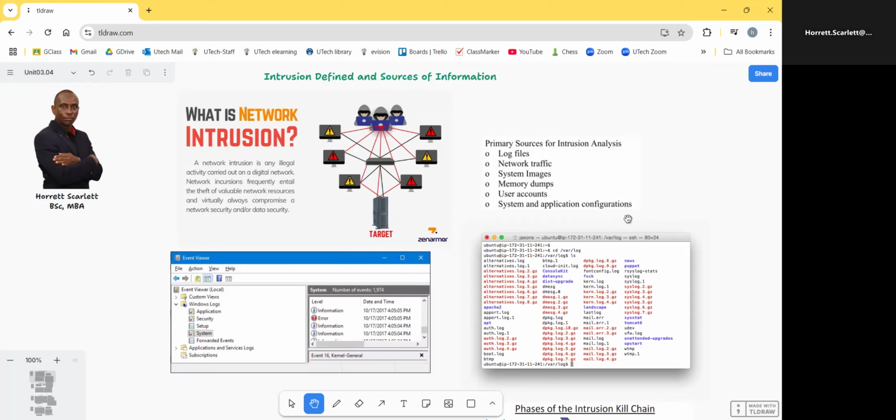We can also look at memory dumps, and a memory dump is when we take the contents of RAM and we dump it into a file so that it can be examined. And one of the things that this does, it will allow us to have an idea of which applications were currently running at the time and what data was currently being accessed. And this can give us an indication of what is happening.